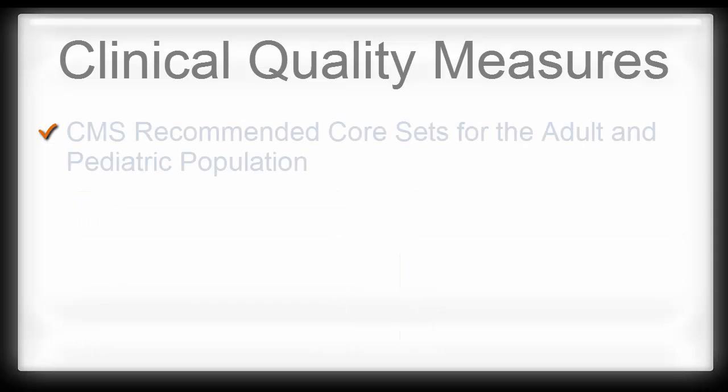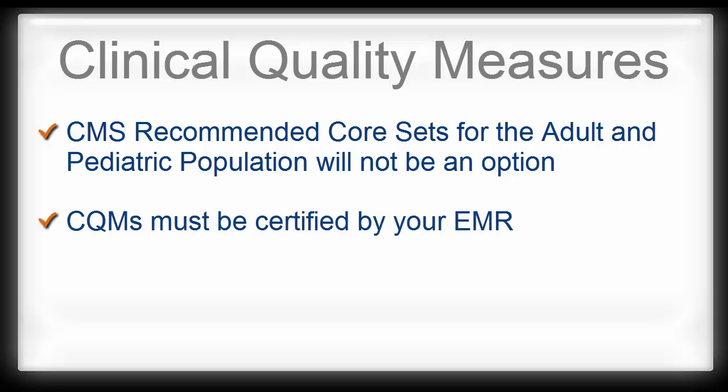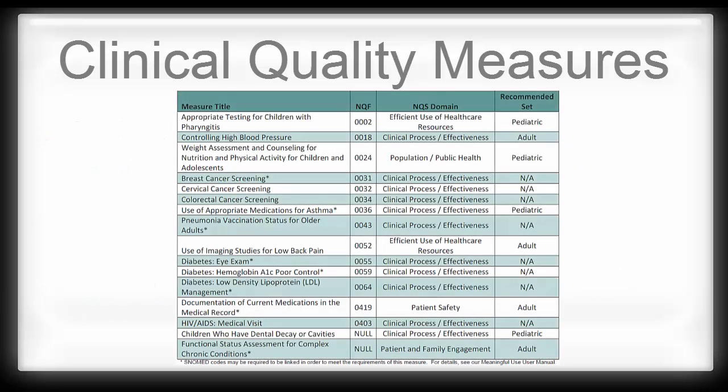Now, CMS has come up with a recommended core set of CQMs for both the adult and pediatric population. However, most likely you will not be using those core sets to select your measures, since you must select measures that the ChartMaker clinical program has been certified for, and we have not been certified for all the measures included in both of those core sets. Here is a list of the CQMs that we are certified for. Currently, ChartMaker Clinical is certified for 16 clinical quality measures, and we may be certifying for more by the end of 2014. When selecting your 9 CQMs, you must pick from this list.